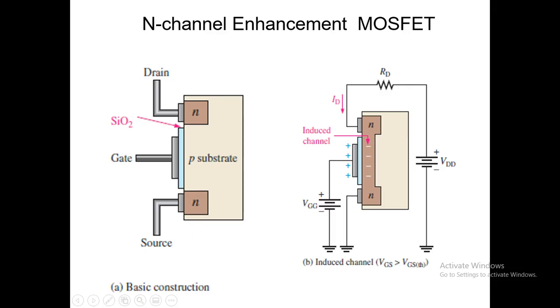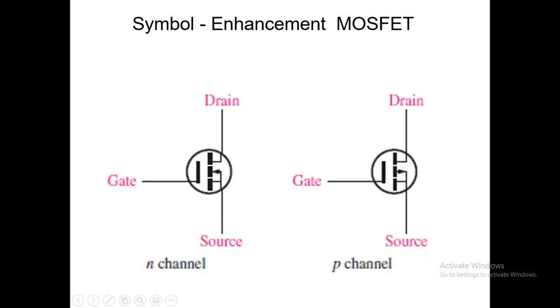So if you increase the gate source voltage in the positive direction, more charges accumulate in this channel, the area of the channel increases, and hence the current conduction increases. This is the symbol of the enhancement MOSFET, where the broken lines indicate the symbol of an enhancement MOSFET, and the arrow indicates the type, that is N channel or P channel MOSFET. An inward direction means N channel, and an outward direction means P channel MOSFET.